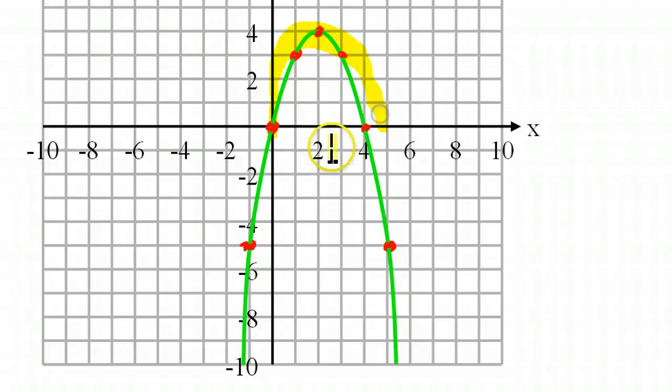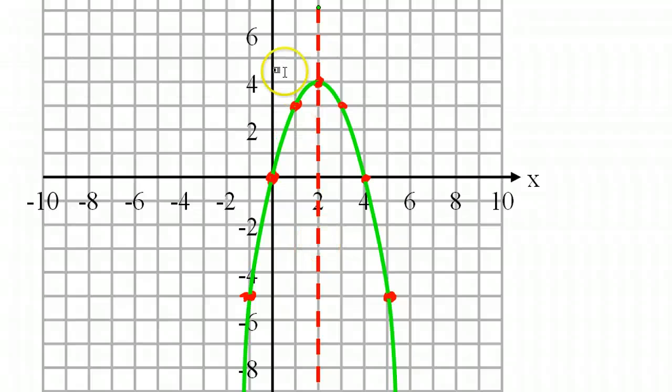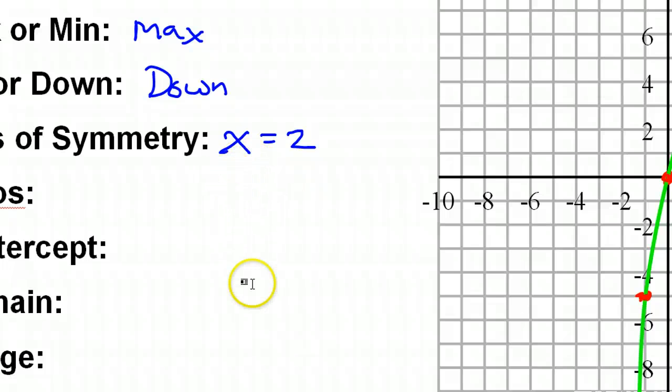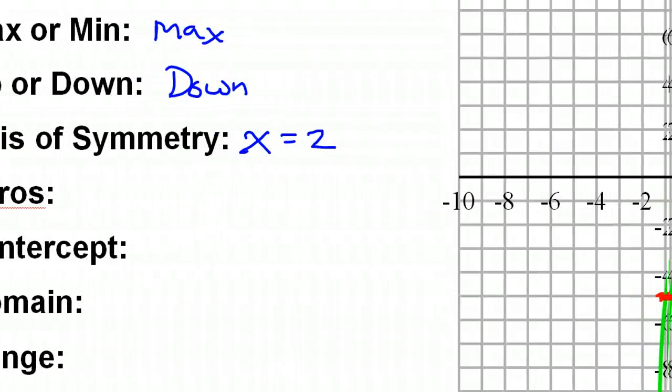Now let's go back. So the axis of symmetry is a vertical line. Vertical lines always have the equation x equals something. So you see that we have a vertical line at 2. So it makes sense that it would be x equals 2. All right? Do not just put 2. It has to be x equals 2. Otherwise, it's not a line.